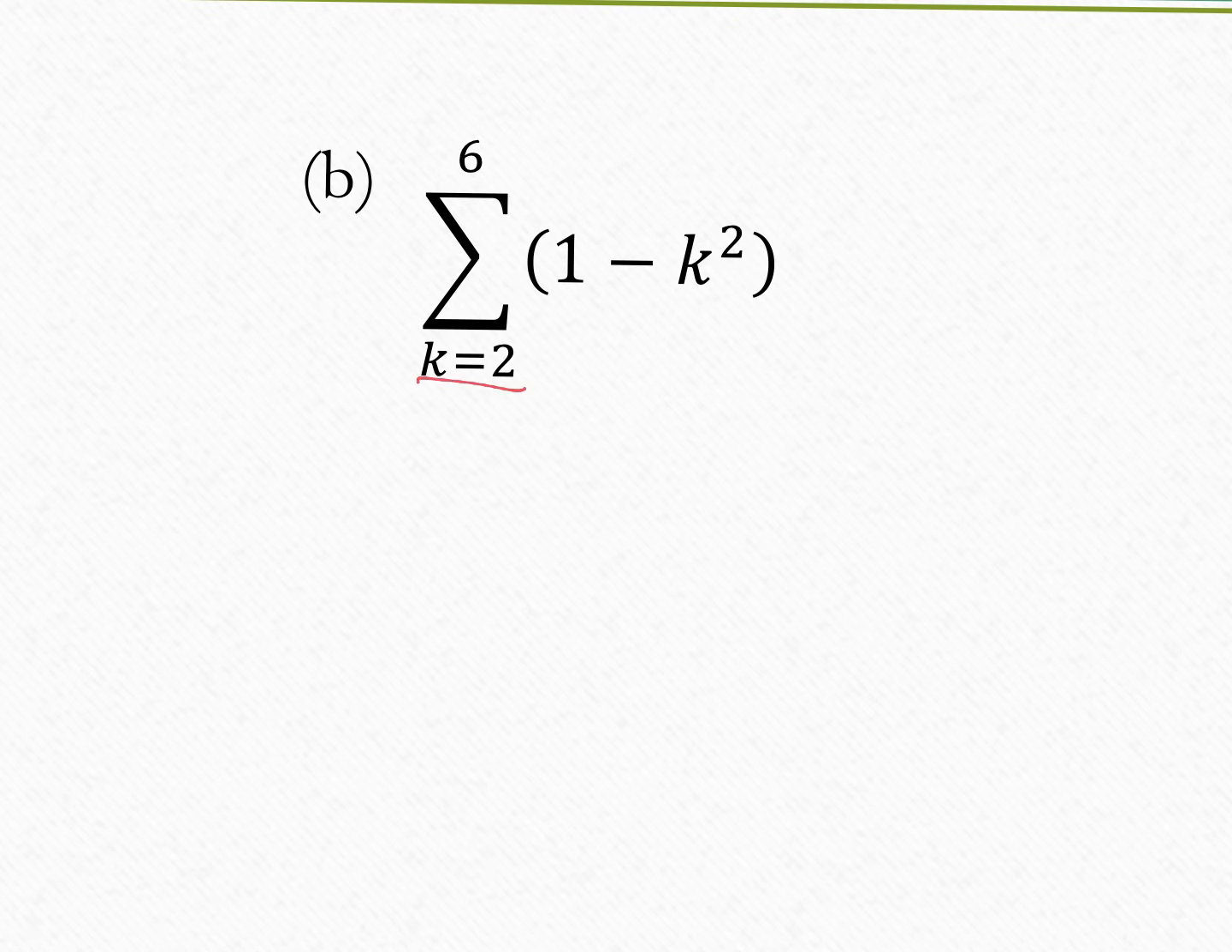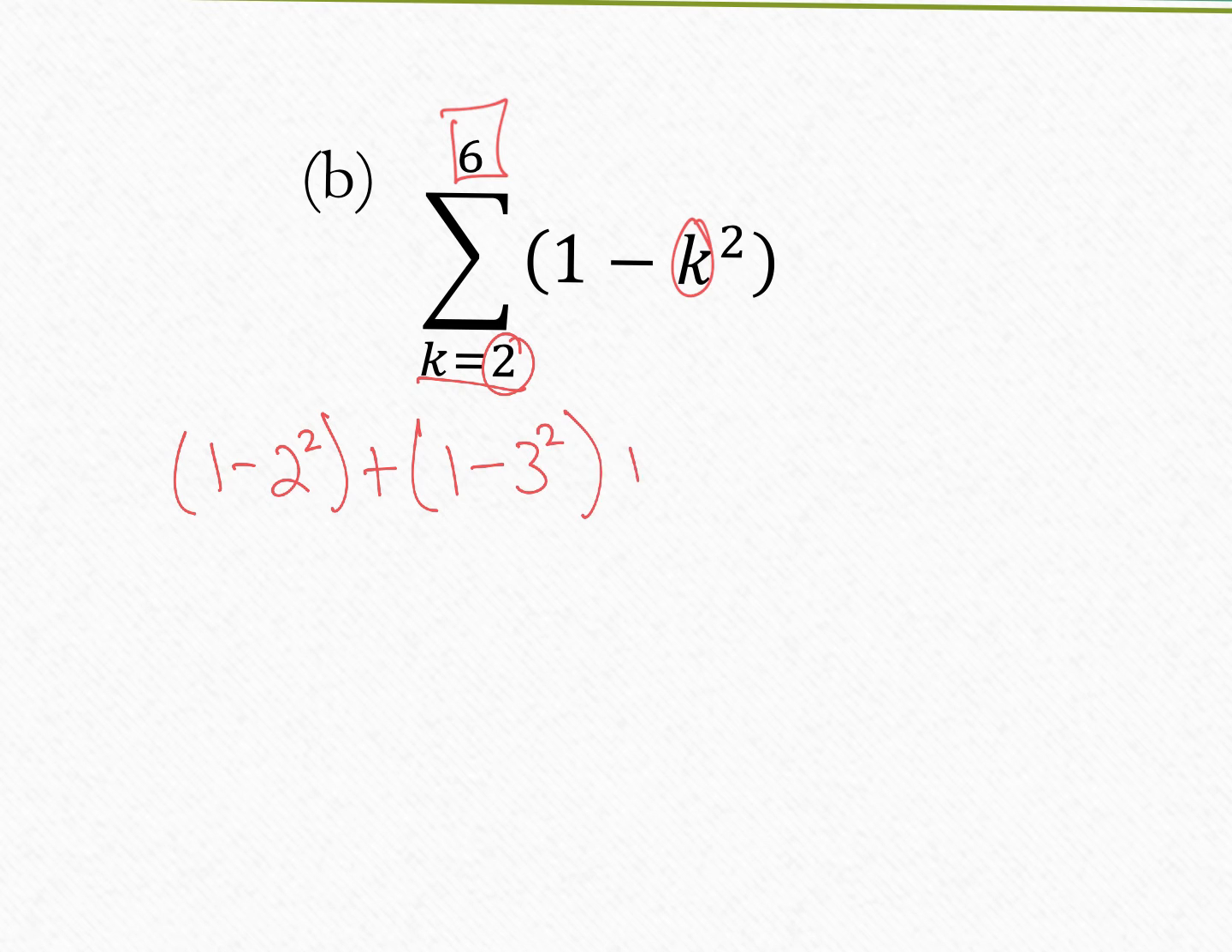Let's look at B. This time we're going to start at 2. 1 minus 2 squared. And remember, you're going to replace the k. And this time we'll stop when we get to 6. So our next term, 1 minus 3 squared plus 1 minus 4 squared plus 1 minus 5 squared plus 1 minus 6 squared. Okay, and we've gotten to that 6. We can stop and simplify.